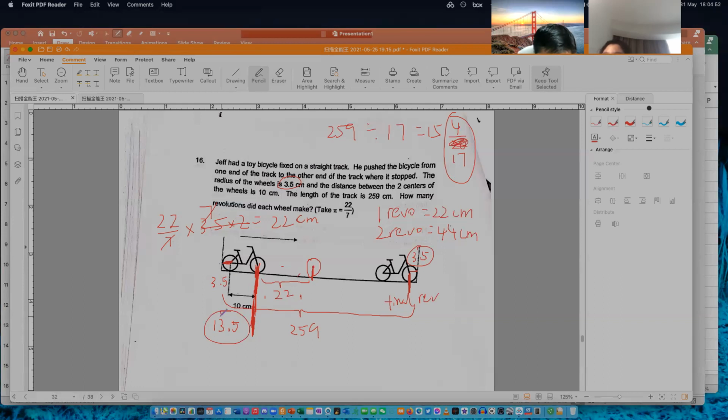So that means the distance for you to travel is 259 minus 17. What do you have? You have 242. And then you divide 242 by 22. 22 is one revolution, right? So how many revolutions do you have? Is the answer 12?